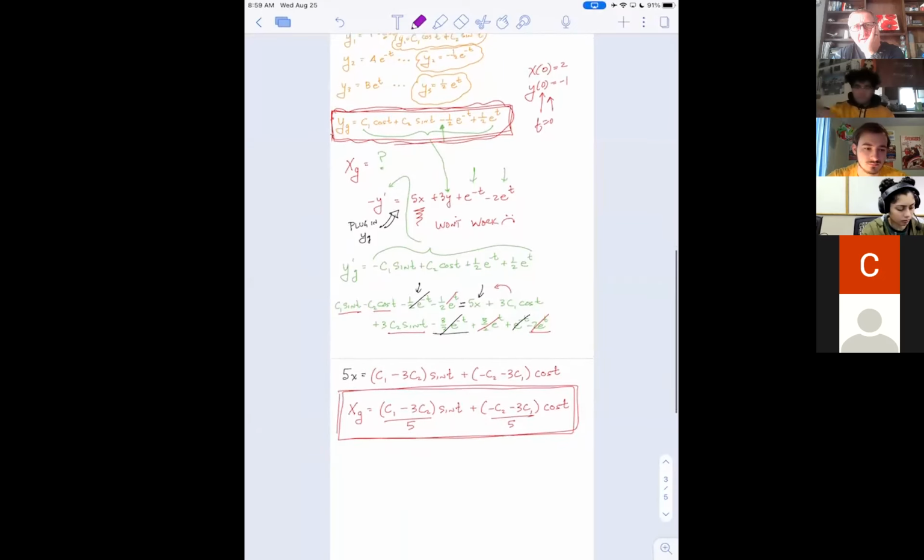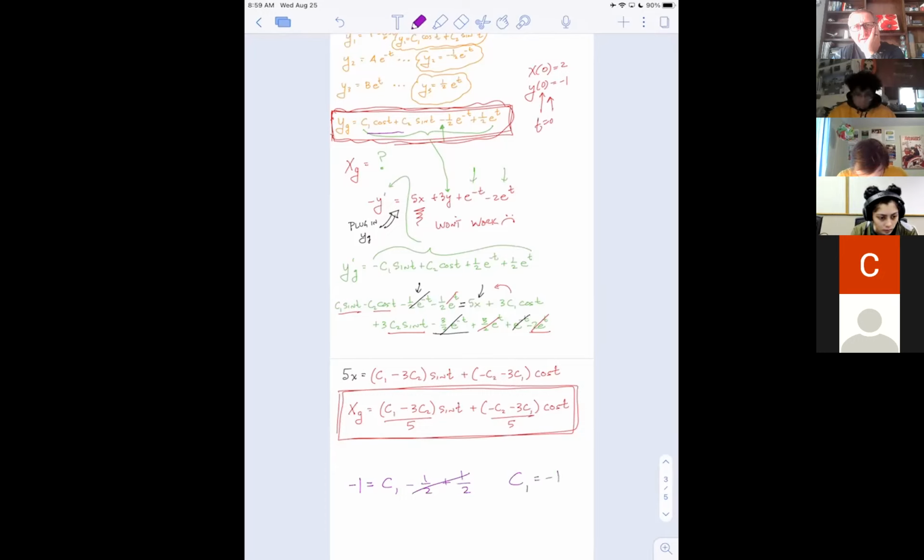Let's see. So y of 0, if t is 0, y is -1. So in that top equation, y would be -1 and t is 0. Cosine of 0 is 1, and so that's C1. I'm looking at this equation up here. And then sine of 0 is 0, so that means C2 is multiplied by 0, so it's gone. And then e to the 0, of course, is 1, and so that -1/2 is just -1/2. And then there's a +1/2, and so those are gone. And so, hey, C1 is -1.